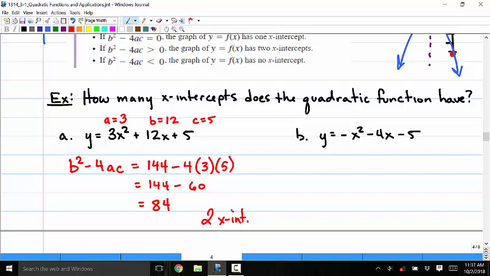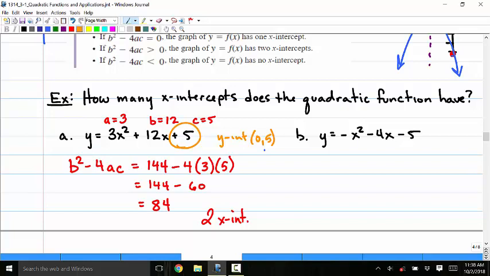What are the x-intercepts? We're not finding them right now. I just want you to tell me how many there are. Could you find the y-intercept on that one? Yeah. What is the y-intercept? 0, 5. But you can't look quickly and find the x-intercepts. You're going to have to go use the quadratic formula.